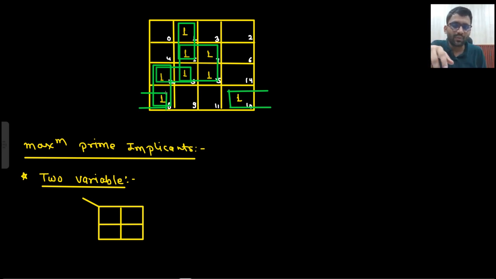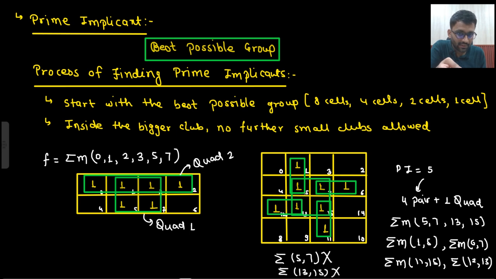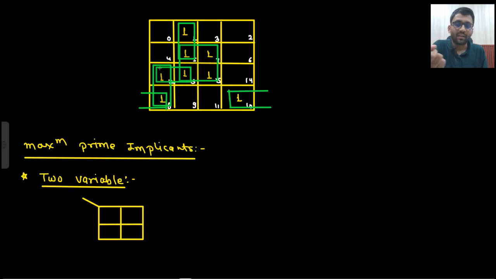No. Now you cannot say, sir, what is the need of this 8 12? Why are you taking this 8 12? In K-maps I would not have taken this 8 12, but here I will take it. In K-maps I would not have taken this 5 7 13 15 as well, because this is redundant. Why will I take it here? Because I need to find all possible groups, making sure that no group is there in the bigger club.